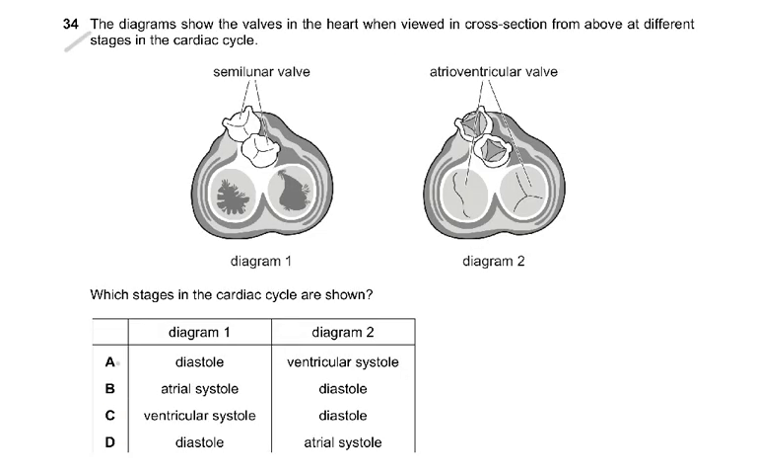Question number 34. The diagram shows the valves in the heart when viewed in cross section from above at different stages in the cardiac cycle. These are the semilunar valves, these are the atrioventricular valves. Now in diagram 2, what is happening is that the atrioventricular valves are closed and the semilunar valves are open. So that means it has to be ventricular systole, because when the ventricles contract, then the blood flows into the aorta and the pulmonary artery. So the semilunar valves are open here in this situation. You can see the semilunar valves are open here in this one and this one.